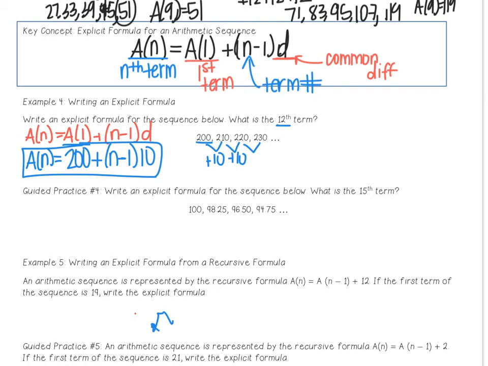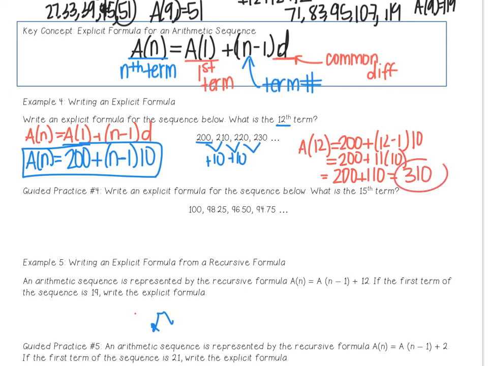And then when they ask for the 12th term, that's where we get to replace the n. So the 12th term is going to be a sub 12. And we're going to write everything like we already have it, except we're going to replace the n with the 12. It'll be 12 minus 1 times 10. And then you just evaluate that. So it'll be 200 plus 11 times 10, which is 200 plus 110 equals 310. So the 12th term of this sequence would be 310. And of course you can check yourself by extending the sequence out to 12 terms and making sure that you get 310.